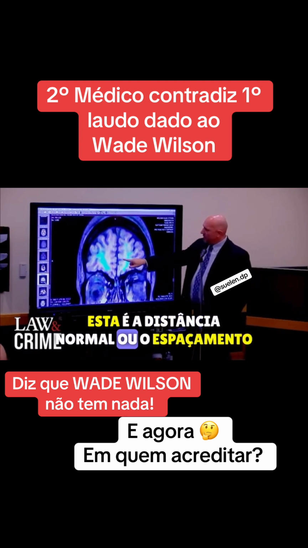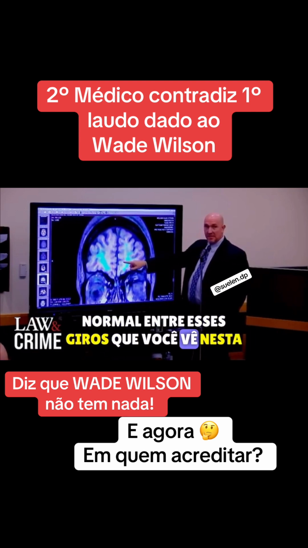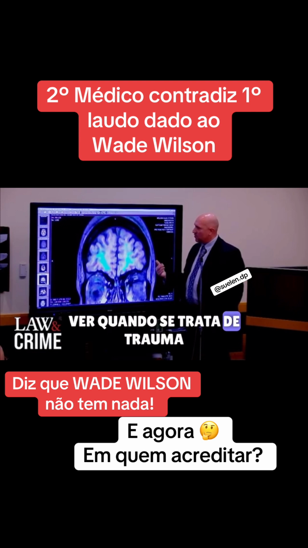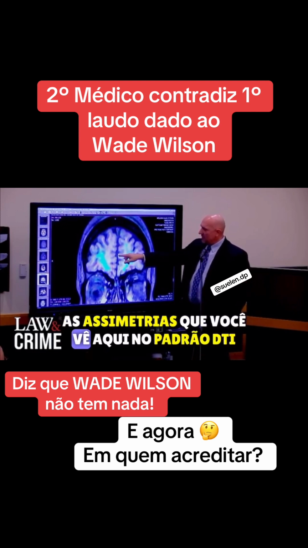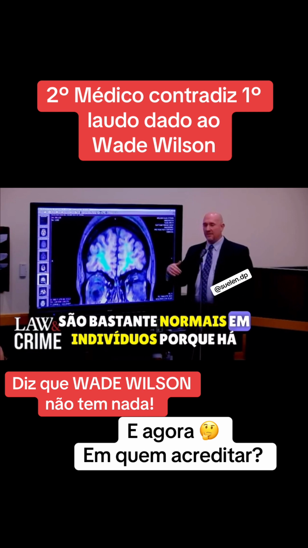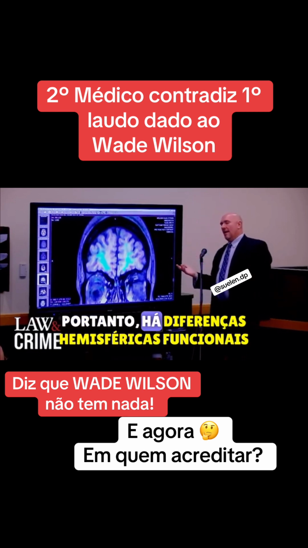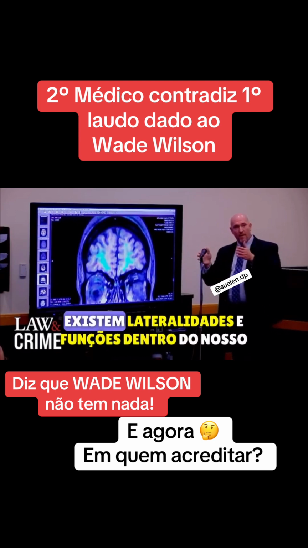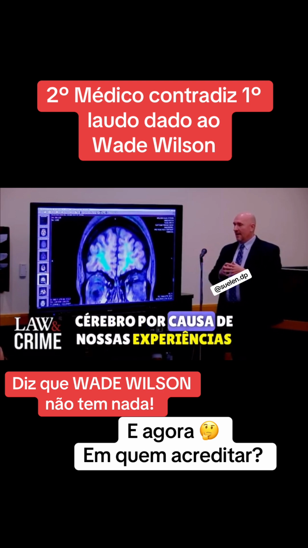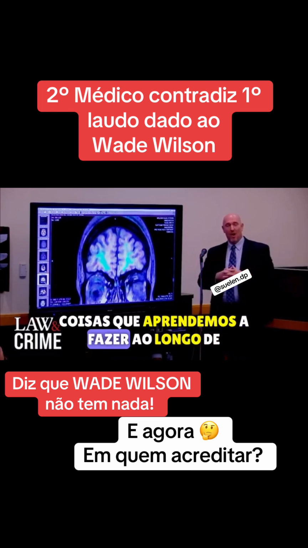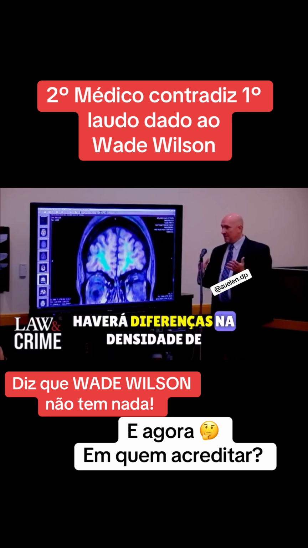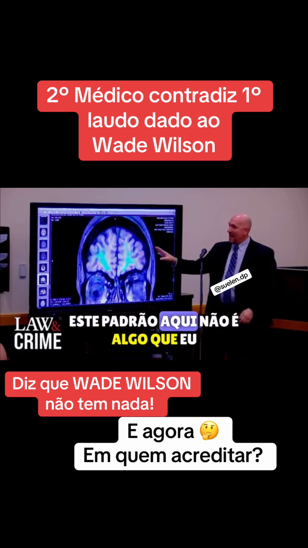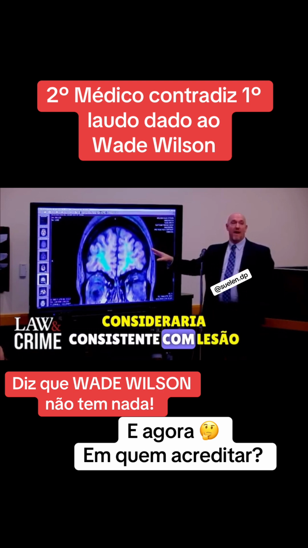And again, this is normal spacing between these gyri that you see in this part of the brain. More importantly, as I said, you do not see the atrophy that I normally expect to see when it comes to trauma. The asymmetries that you see here in the DTI pattern are quite normal in individuals because there are functional hemispheric differences in white matter pathways, right? So there is laterality in functions within our brain because of our experiences, things we learn to do throughout our life. There's going to be differences in density of myelination and white matter in our brain, which will present as asymmetry. This pattern here is not something that I would consider consistent with traumatic brain injury.